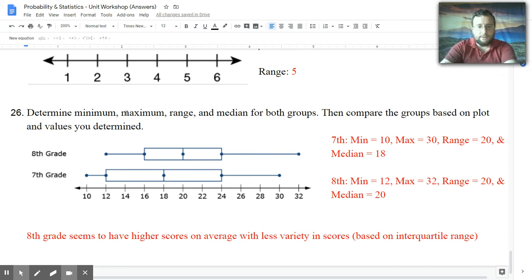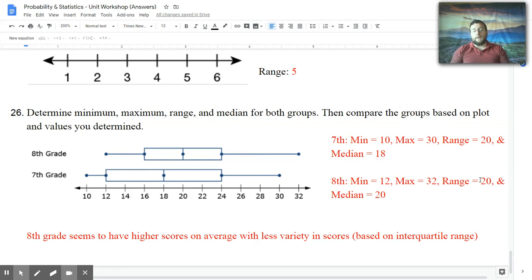As you can see, there is a minimum of 10 for seventh grade with a maximum of 30, giving you a range of 20 by subtracting those two, and the median is 18. For the eighth grade, the minimum is 12, the maximum is 32, so the range is also 20. So they're equally distributed across the values, but the median is 20, meaning that the values are shifted more one way for the eighth grade. So it seems that the eighth grade has higher scores on average based on that.